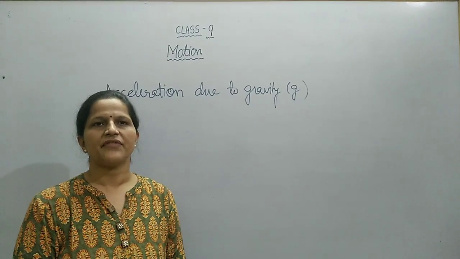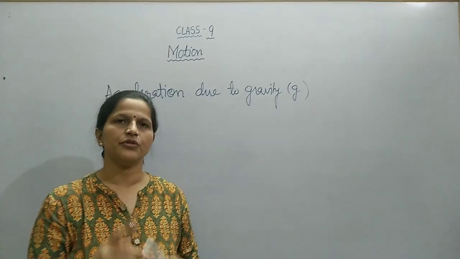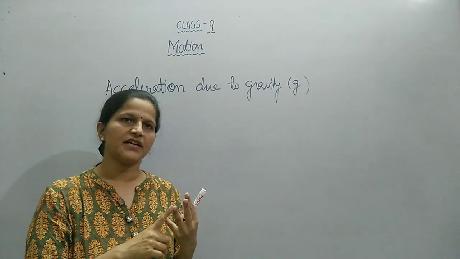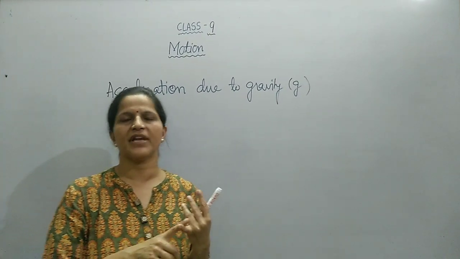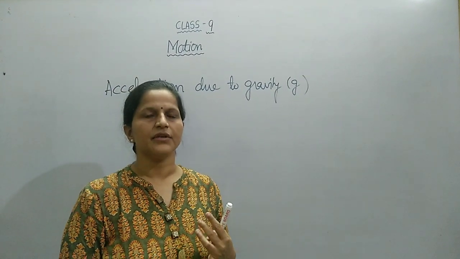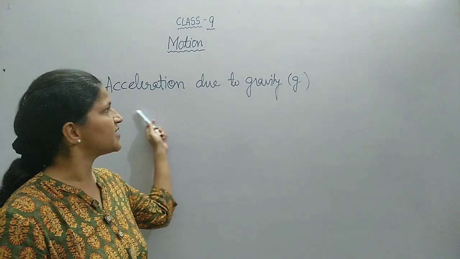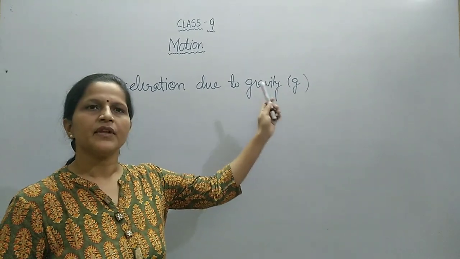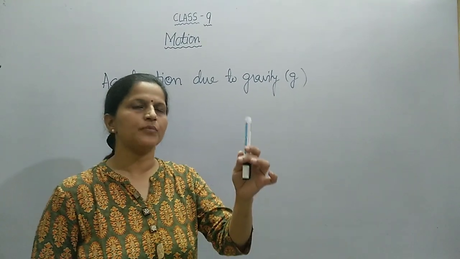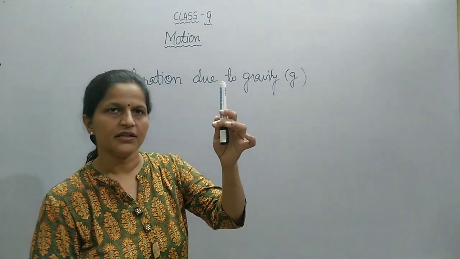Students, in the previous lecture, we learnt about uniform motion, non-uniform motion, uniformly accelerated motion and non-uniformly accelerated motion with some numericals of acceleration. Today we will learn about acceleration due to gravity. Gravity is the force with which Earth pulls an object towards its center.